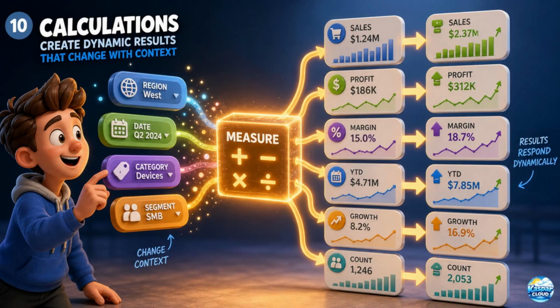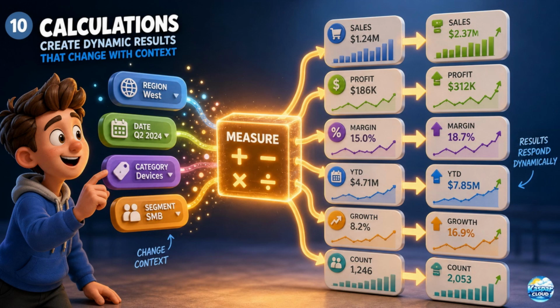Measures are calculations used in Power BI to summarize and analyze data dynamically. Examples include total sales, average profit, year-to-date revenue, growth percentage, profit margin, and customer count. Measures are typically written using DAX, which stands for Data Analysis Expressions and serves as Power BI's analytical formula language.